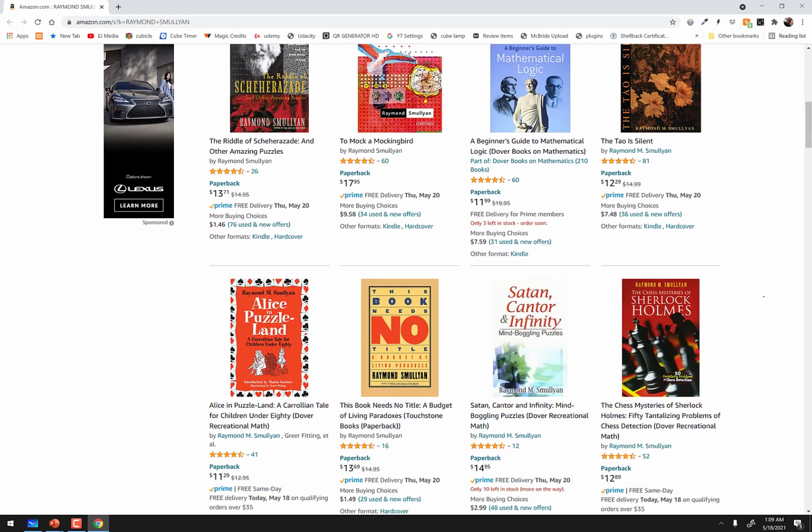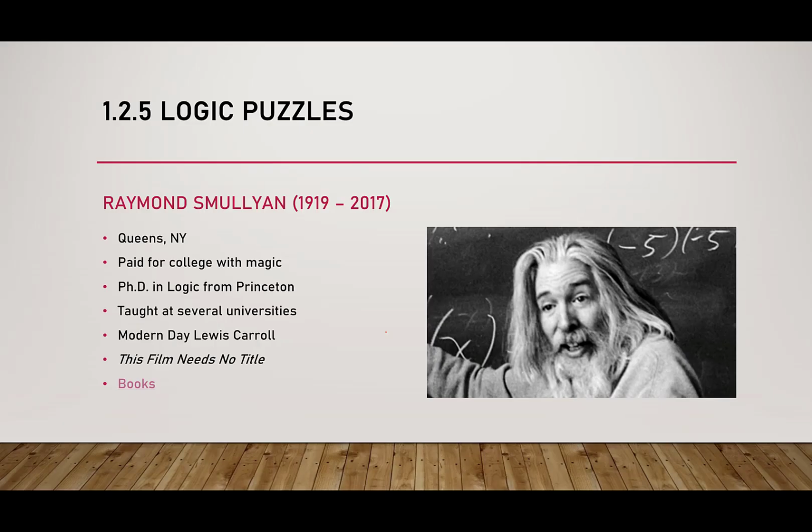What's this? Satan, Cantor, and Infinity. That sounds interesting. I don't know what that's all about. This is the next one, Alice in Puzzle Land. That's the next one on my list to buy. Anyway, take a look at his books, though. There's some fascinating stuff in there. Okay?